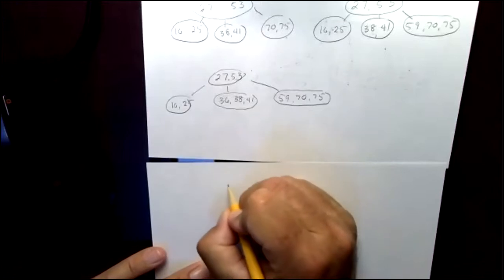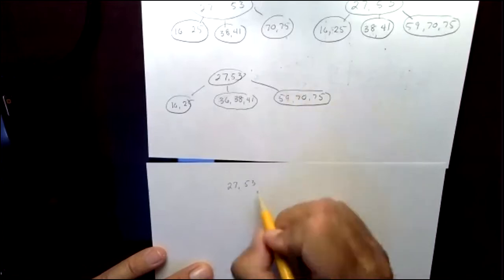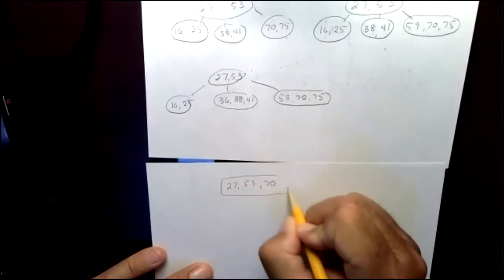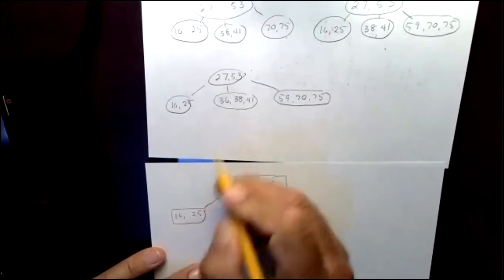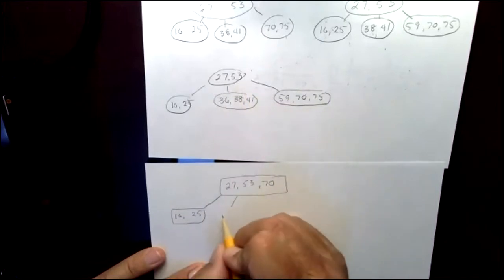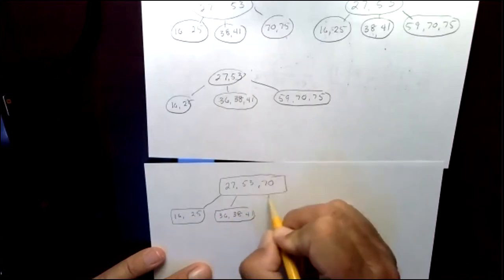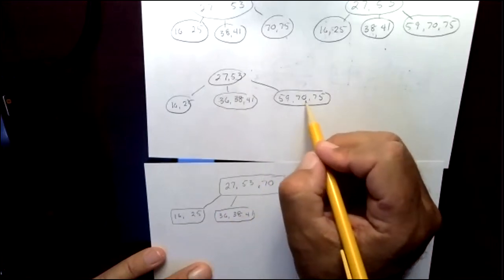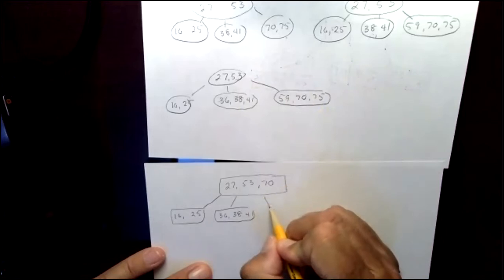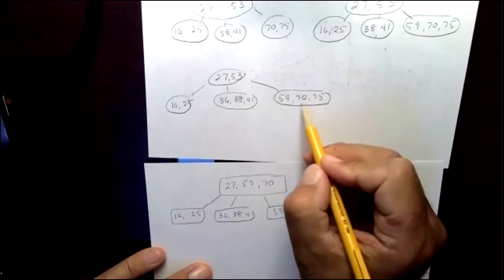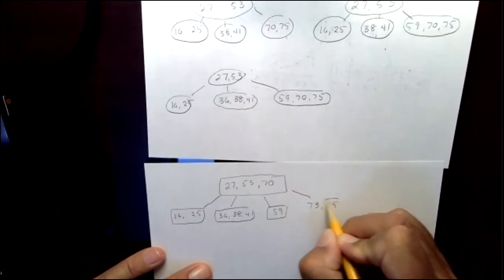So what do I have? I have 27 and 53, and now the 70 is coming up. Out here I have 16 and 25. Between the 27 and 53, I still have 36, 38, and 41. Between 53 and 70 is going to be the 59. And to the right of 70 is going to be my new number, 73 and 75.